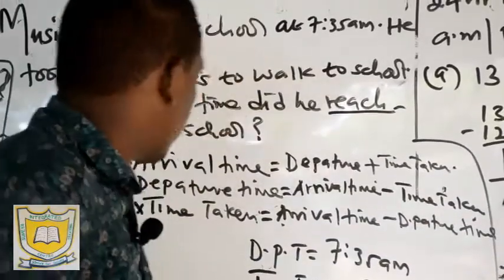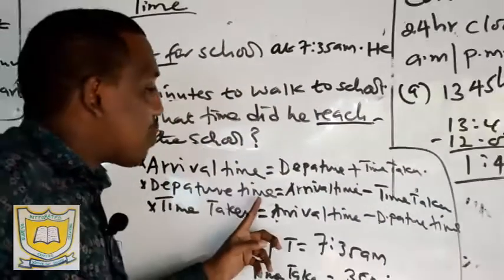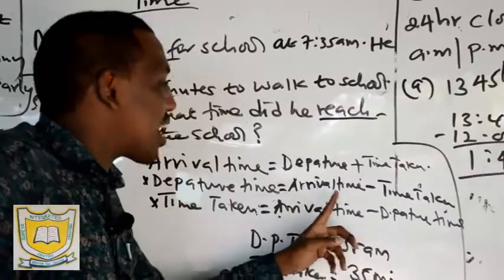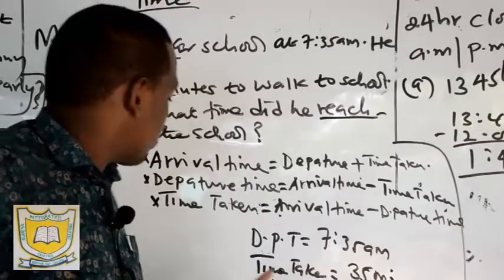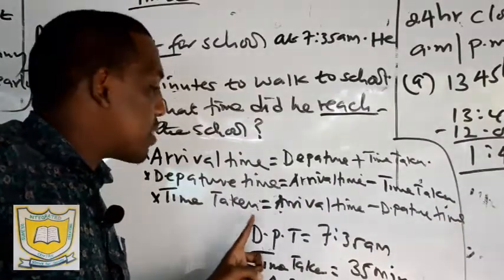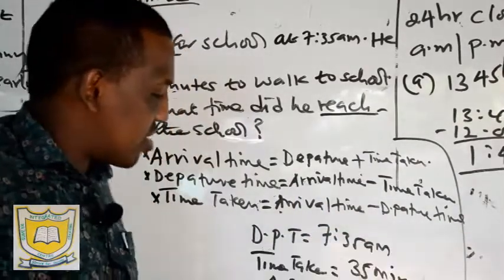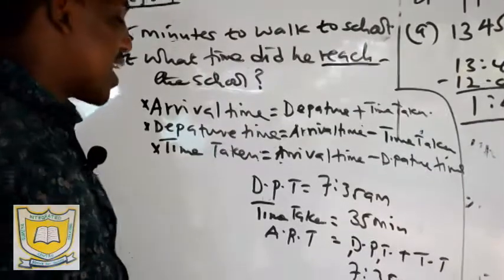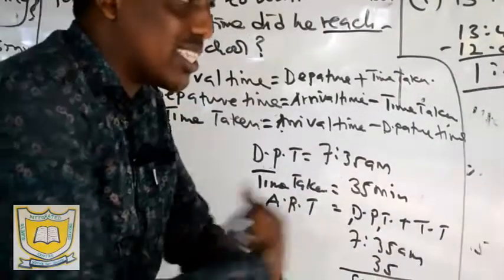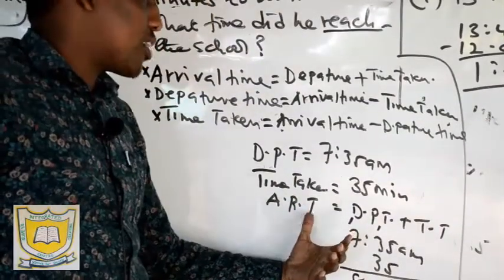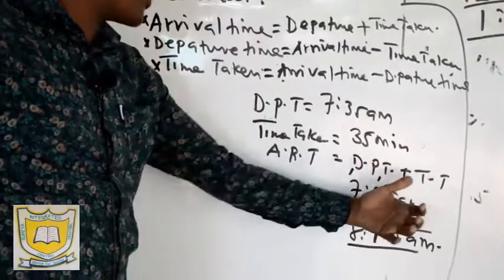Arrival is more compared to the other two. Departure time, how do we get it? Departure is equal to arrival time minus time taken. How do we get time taken? Time taken is equal to arrival time minus departure time. We have listed everything we have. Now we are lacking arrival time. They're asking the time the person reached the destination. So arrival time is equal to departure time plus time taken.